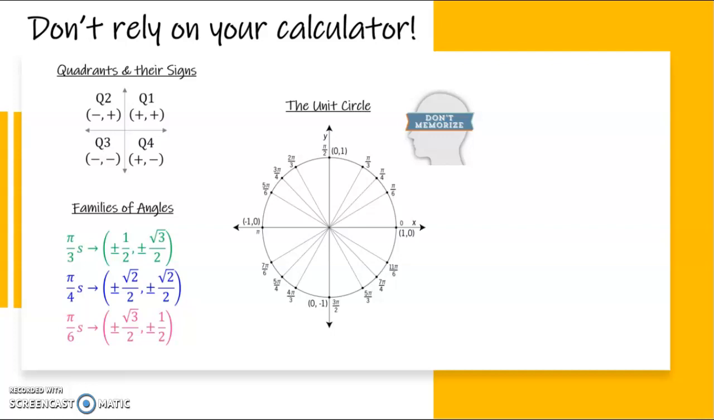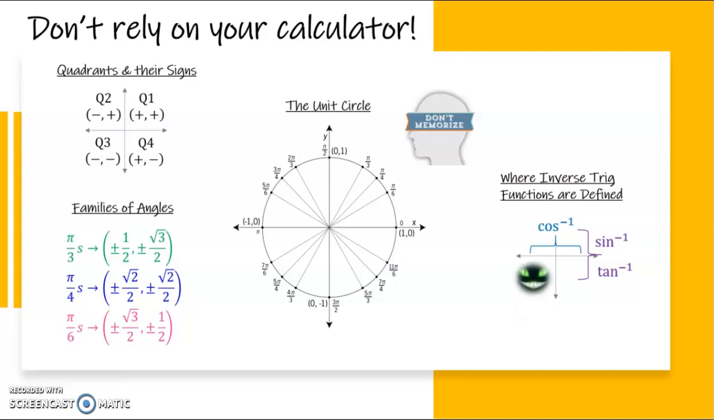The last thing that is important and you do need to memorize is where the inverse trig functions are defined. Inverse cosine is defined in quadrant 1 and quadrant 2 only. And inverse sine and inverse tangent are defined in quadrants 1 and 4 only. Notice there's nothing defined in quadrant 3.